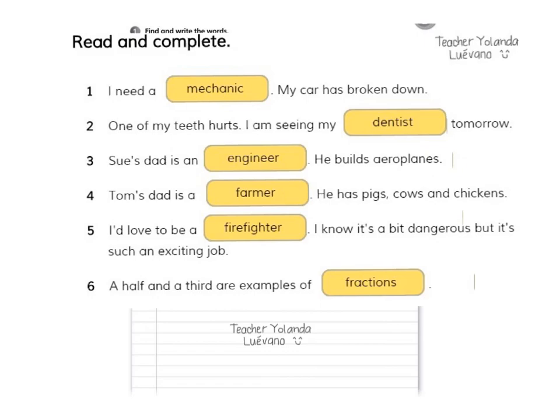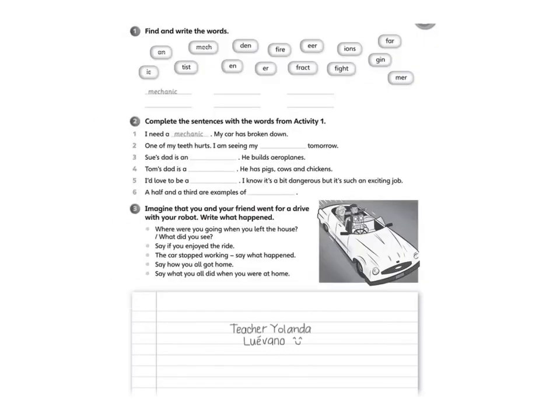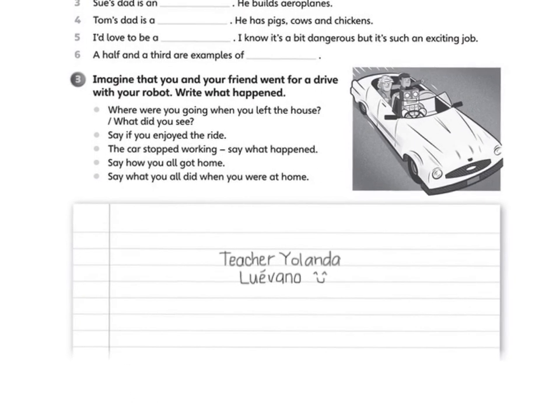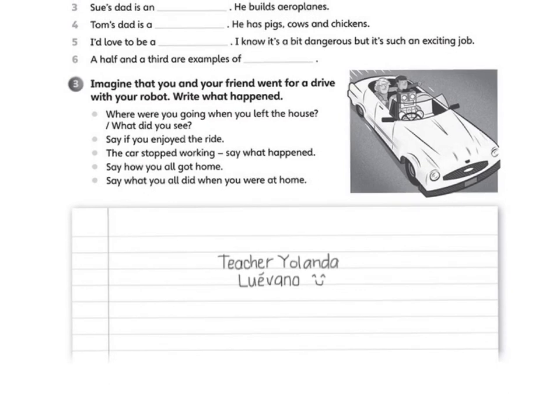Now, continuing with our activities, we have a writing. This writing says, imagine that you and your friend went for a drive with your robot. Write what happened. Here it says, first point, where were you going when you left the house? What did you see? Say if you enjoyed the ride. The car stopped working. Say what happened. Say how you all got home and say what you all did when you were at home.